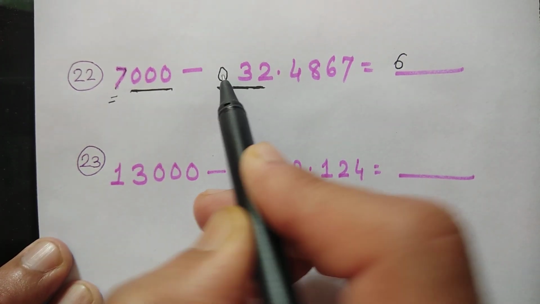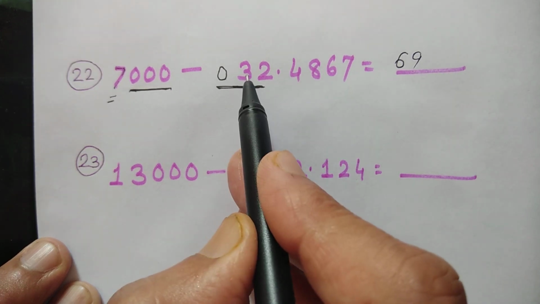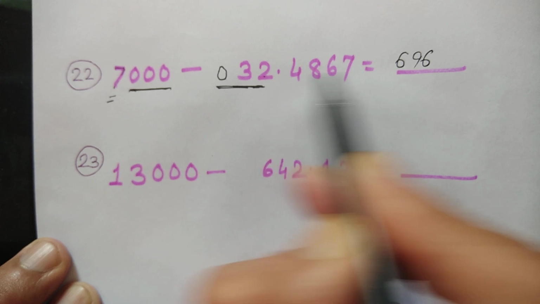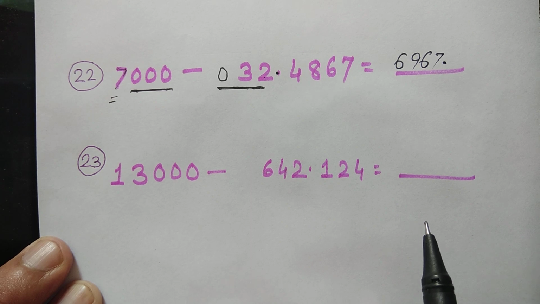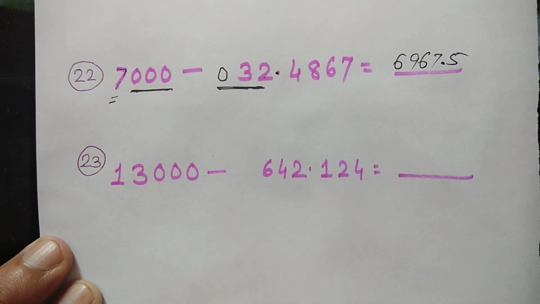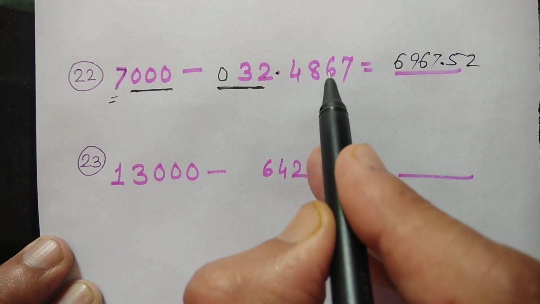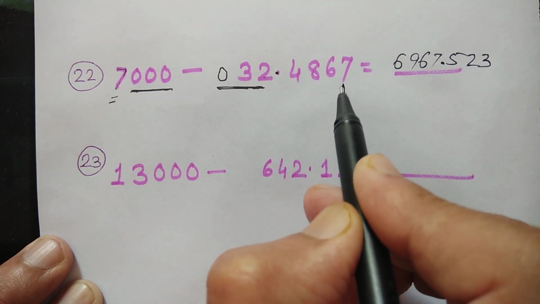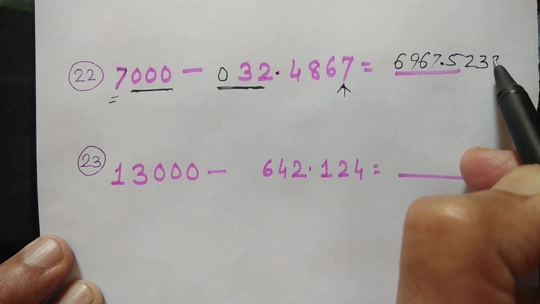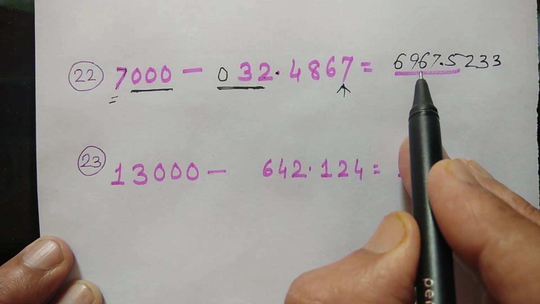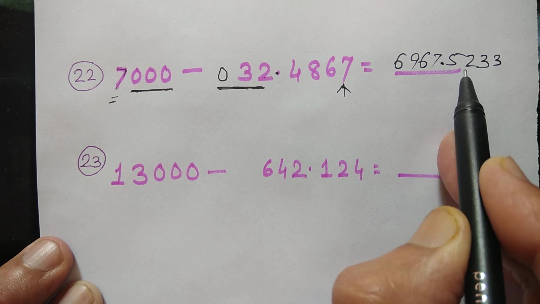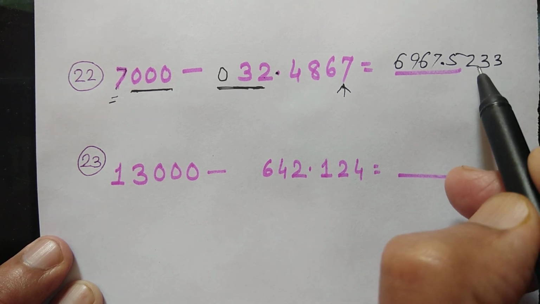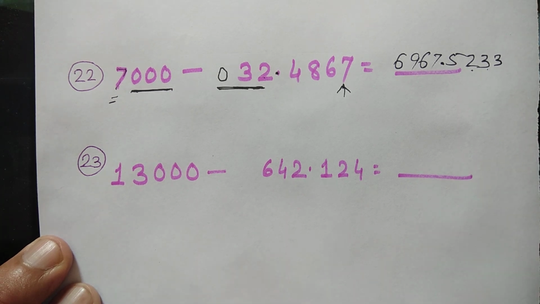0 plus 9 is 9. 3 plus 6 is 9. 2 plus 7 is 9. And here decimal number, then put here decimal number. 4 plus 5 is 9. 8 plus 2 is 9, 6 plus 3 is 9, and last from 10 means 7 plus 3 is 10. So our answer is 6967.5 5 to 23. Let's check it number by the calculator.